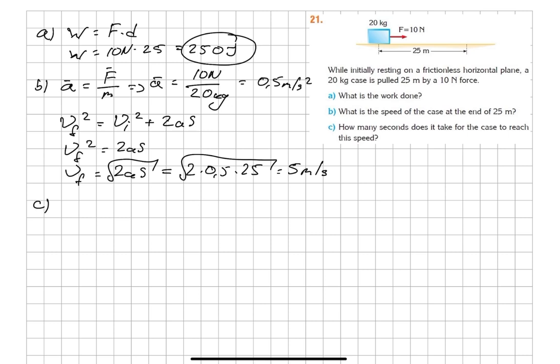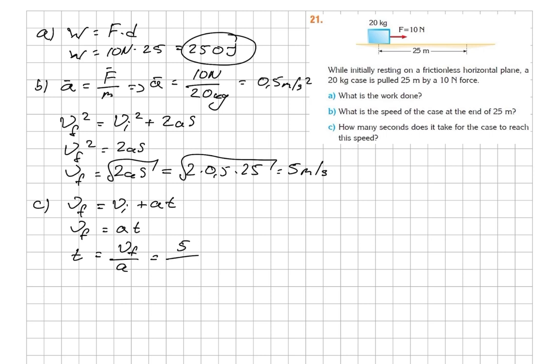And C, how many seconds does it take to reach the speed? Here we can use this equation: velocity final is equal to velocity initial plus at. It is simplified because velocity initial is 0, and time will be equal to velocity final over acceleration, which is 5 over 0.5, which is 10 seconds.